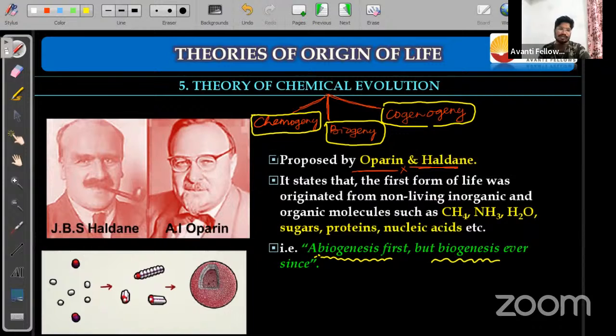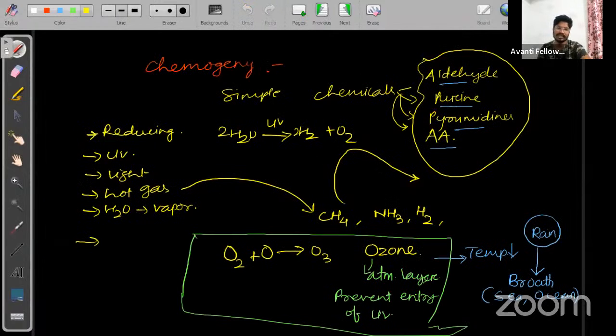Okay, so according to this particular theory, the first life form originated from inorganic and organic molecules such as methane, ammonia, water, sugar, proteins, and nucleic acids. These were some organic and inorganic matters, and from this organic and inorganic matter, the first living form was seen, and then from the living form, again living forms are formed nowadays. Okay, let us talk about chemogeny. सबसे पहले chemogeny के बारे में बात करते हैं. Chemogeny के बारे में अगर बात करें तो chemogeny क्या है?